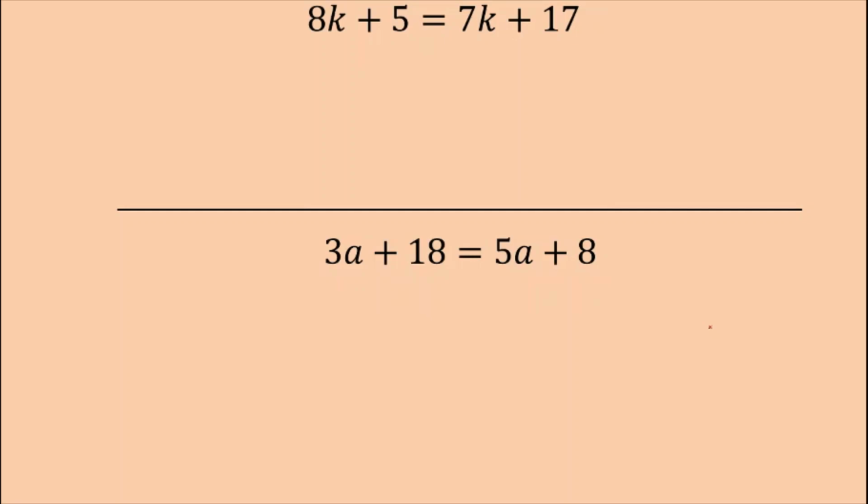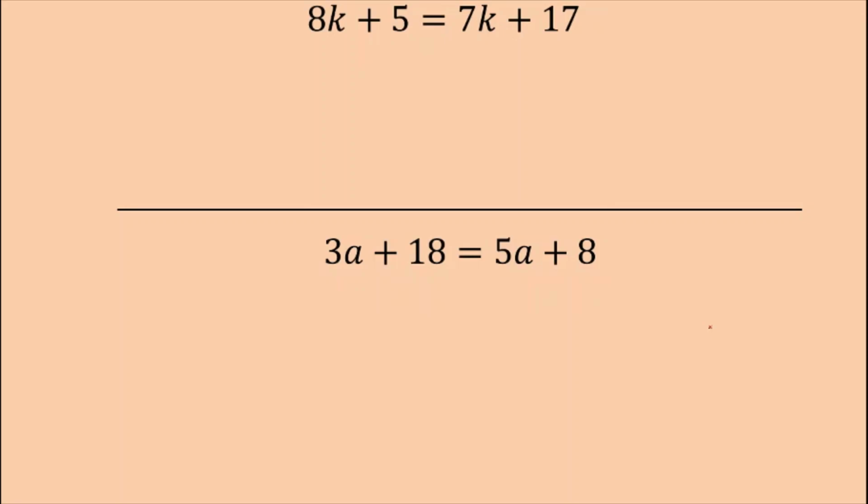On the first one, I have 8k plus 5 on one side and 7k plus 17 on the other. And what we know is that on each side of the equation, the expression is worth the same. So 8k plus 5 is worth the same as 7k plus 17. It is that fact that we're using in order to find k.